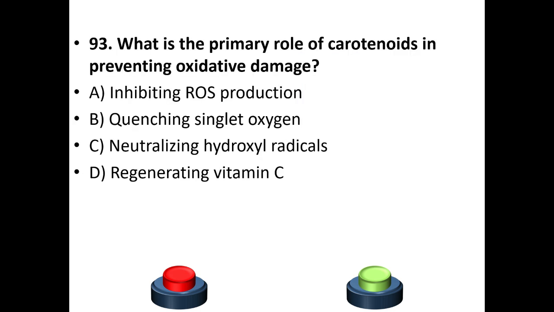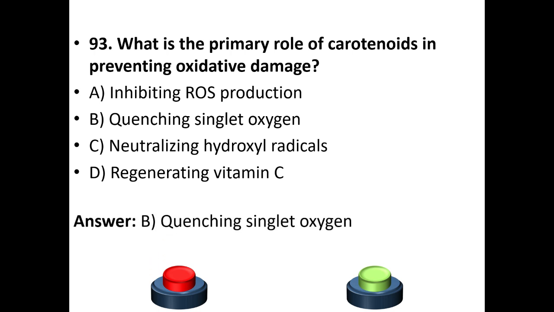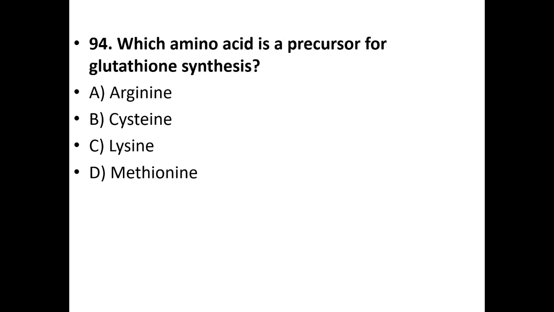93. What is the primary role of carotenoids in preventing oxidative damage? Inhibiting ROS production, quenching singlet oxygen, neutralizing hydroxyl radicals, regenerating vitamin C. Which is the answer? Your answer is B. Quenching singlet oxygen.